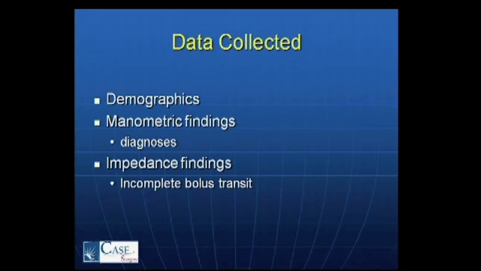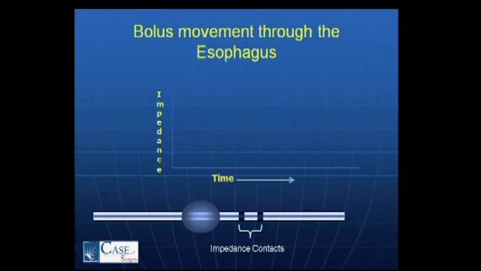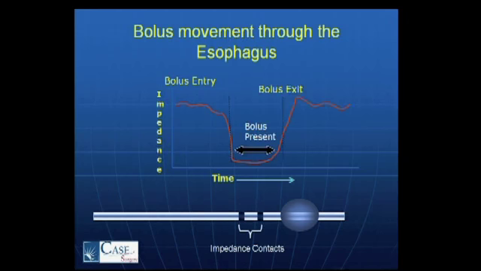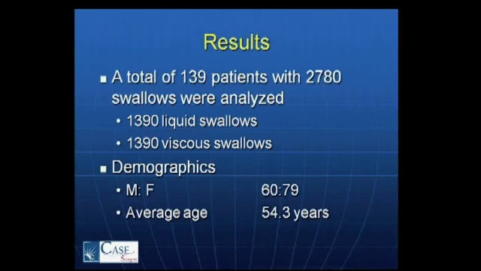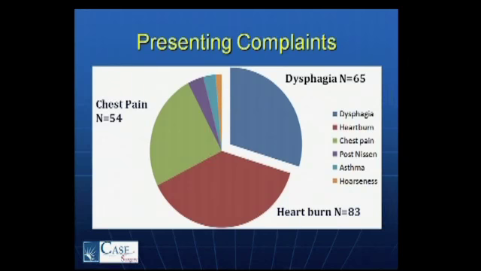For data collection, we collected the following parameters, especially the diagnosis, manometric findings, and impedance findings in terms of incomplete bolus transit. This is how we defined our bolus entry, where the impedance fell below 50% of the baseline, and we defined our bolus exit when it rose again beyond 50% of the baseline. A total of 139 patients with 2,780 swallows were evaluated, equally distributed, 1,390 swallows in the liquid and viscous groups. The majority of the patients in our study were females with an average age of approximately 54 years. The most common symptom was heartburn, although the next biggest group was dysphagia, which had 65 patients in it.